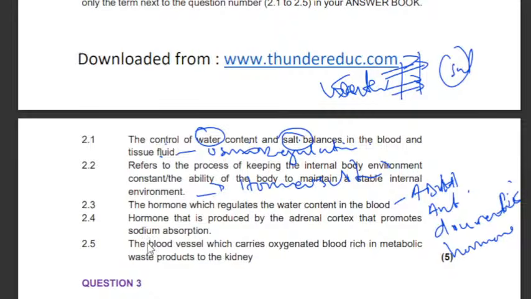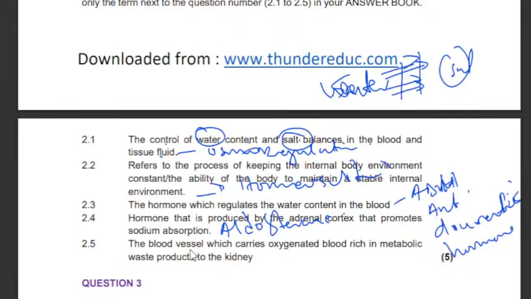Then they're saying that the hormone that is produced by the adrenal cortex to promote sodium chloride reabsorption, we talked about it, and we say that this is aldosterone. Yes, so we call it aldosterone.